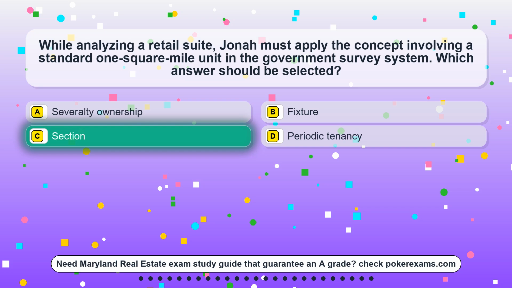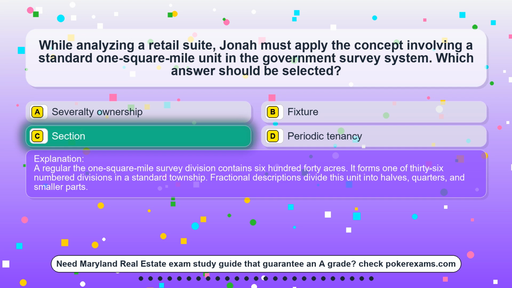The correct answer is option C, section. A regular 1-square-mile survey division contains 640 acres. It forms one of 36 numbered divisions in a standard township. Fractional descriptions divide this unit into halves, quarters, and smaller parts.